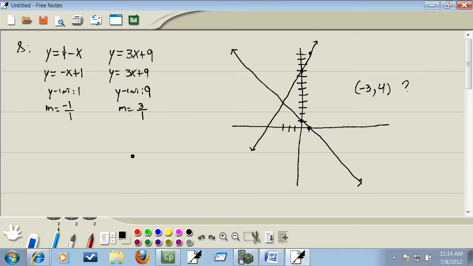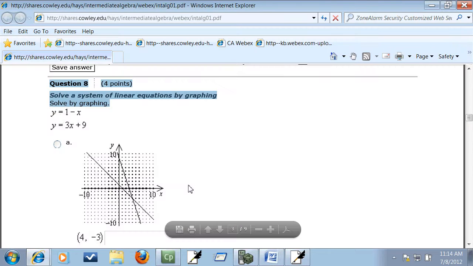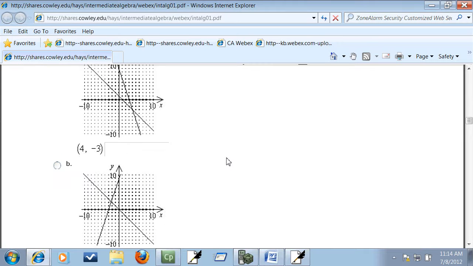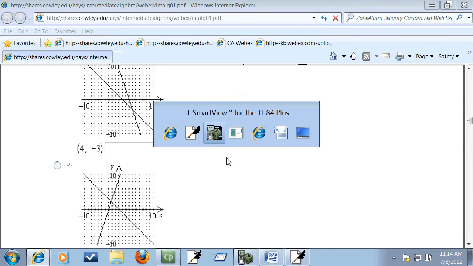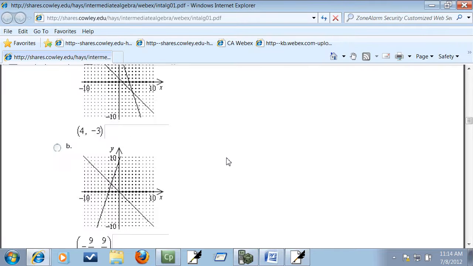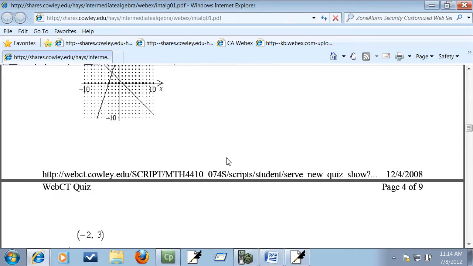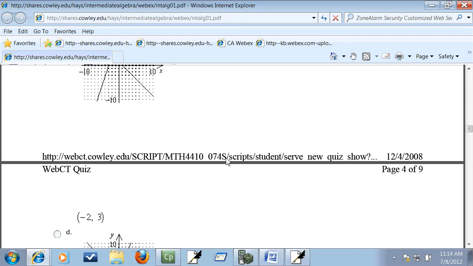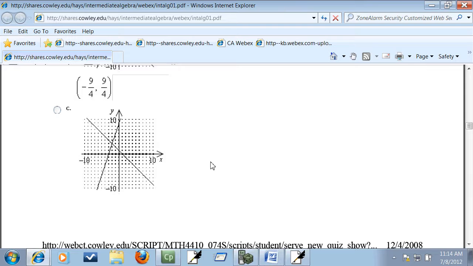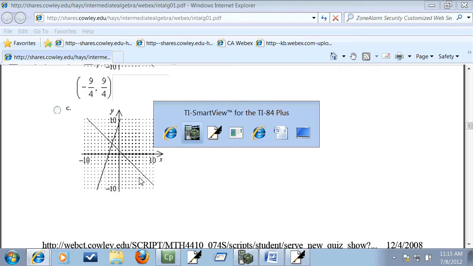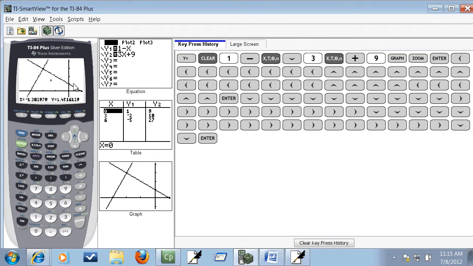Nowhere close. Okay. So negative 2, 3, which would match. Looks like C. Let me check. 1, 2, 3. Yeah, I'd say C.